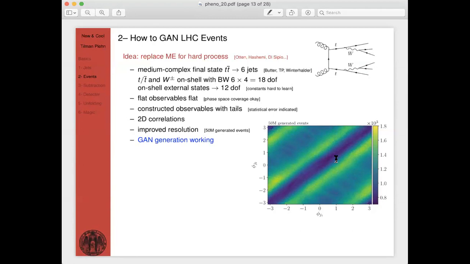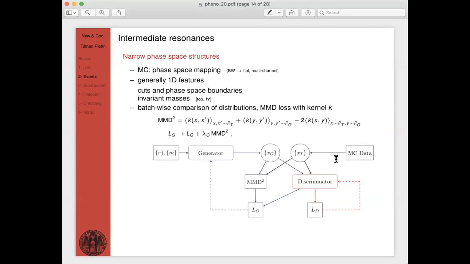One side remark, intermediate resonances have always been a problem. Anybody who has ever tried to simulate t t-bar, even just standard t t-bar with a phase-space generator, will find that this is extremely hard because you have an intermediate top propagator, you have an intermediate double-ray propagator, and for both of these particles, the width is much smaller than the mass. So it's a very, very narrow structure, Breit-Wigner propagator. And that Breit-Wigner propagator typically gets mapped either by VEGAS automatically or explicitly.